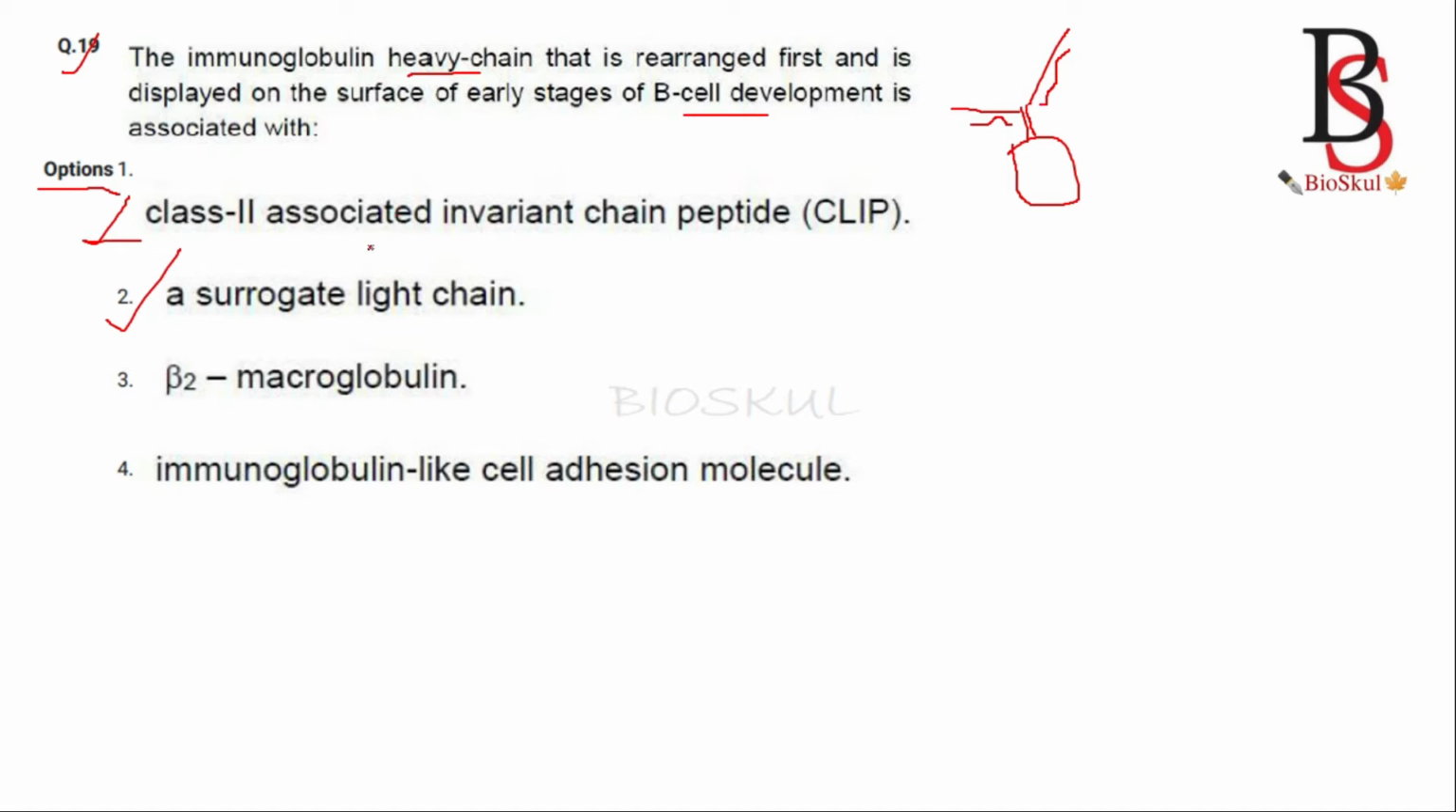Then option 3, beta 2 microglobulin. Beta 2 microglobulin is associated with the MHC, so this option is also wrong. Let's see option 4, immunoglobulin like cell adhesion molecule. It is a cell adhesion molecule. It has no role in the B cell. So this one is wrong. So the correct answer is option 2, that is a surrogate light chain.